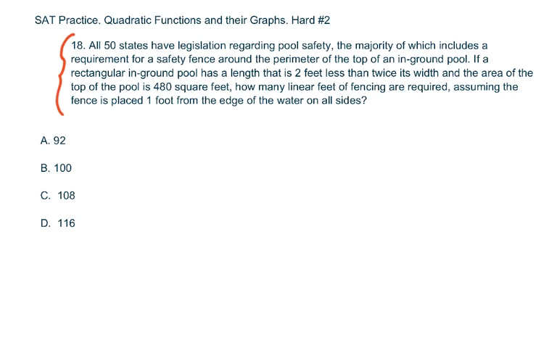Okay, for this type of problem, the best thing to do is write an equation to represent the scenario, and drawing a diagram might be helpful. So first we want to write the expressions to represent the dimensions of the pool. So we let W equal the width, W is the width, L is the length, and it says the length is 2 feet less than twice the width.